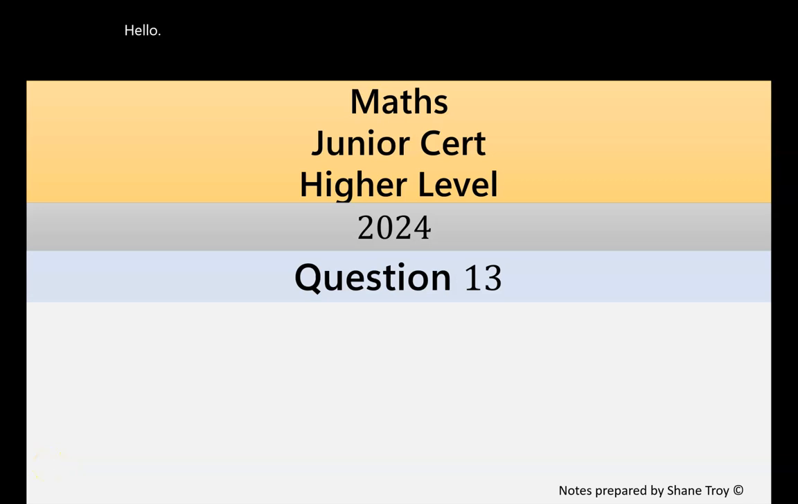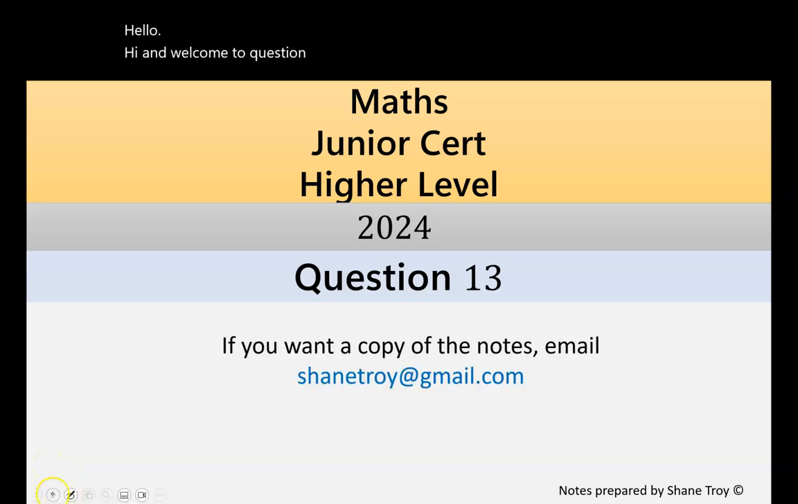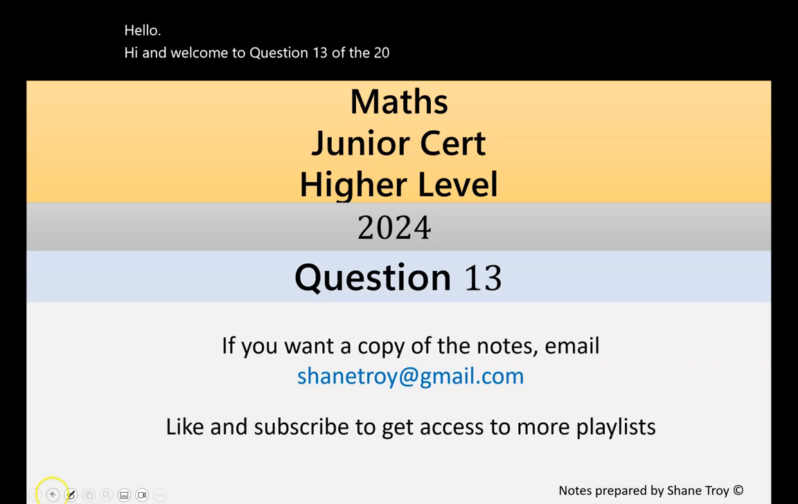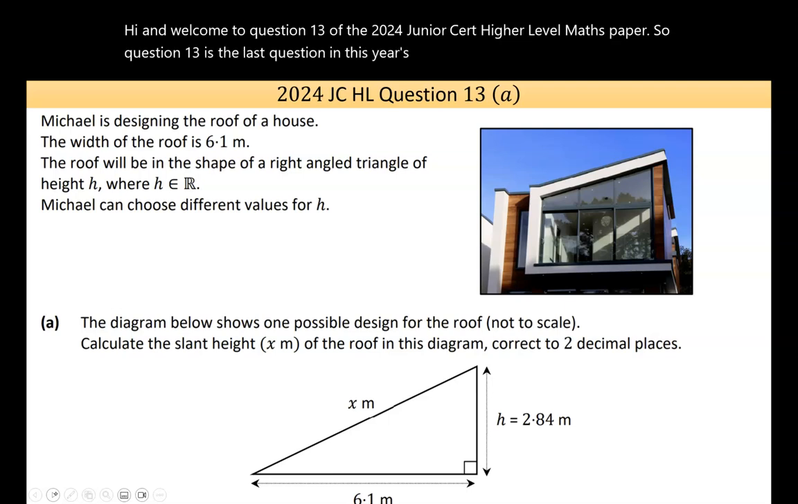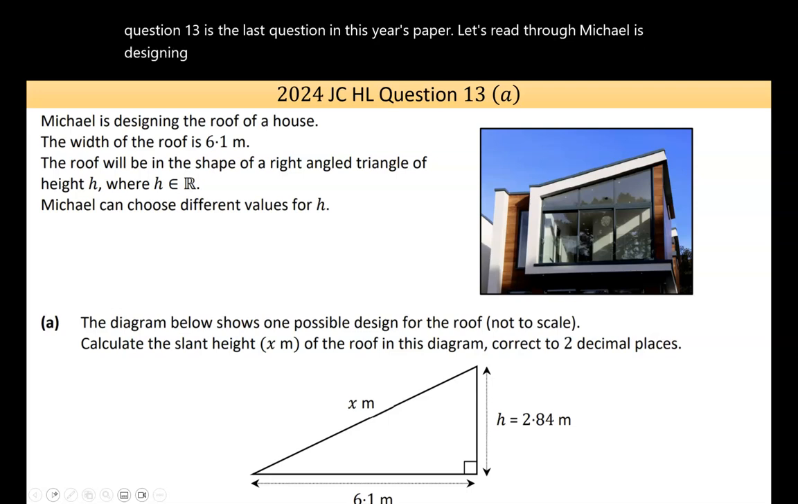Hi, and welcome to question 13 of the 2024 Junior Cert Higher Level Maths paper. So question 13 is the last question in this year's paper. And let's read through. Michael is designing the roof of a house.